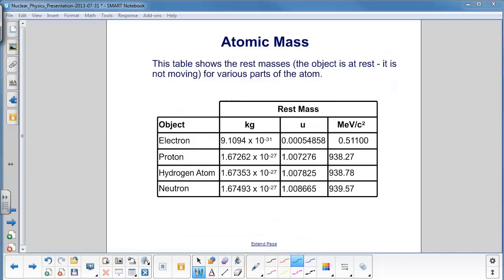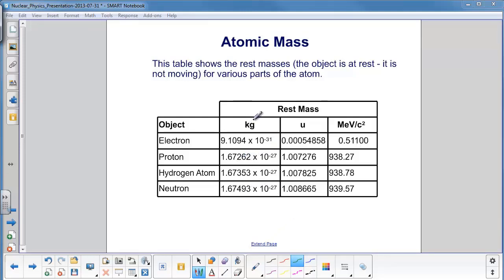Hopefully this slide will make things a little clearer from the previous one. We talked about 3 ways of representing the mass of an object, of these electrons, protons, hydrogen atoms, neutrons. And we're actually calling it rest mass, which is the mass of the object when it's not moving. And the reason we talk about that, when you get into relativity, the mass changes, but we're not going to talk about that in this section. You can see the rest mass of the proton is slightly less than the rest mass of a neutron.